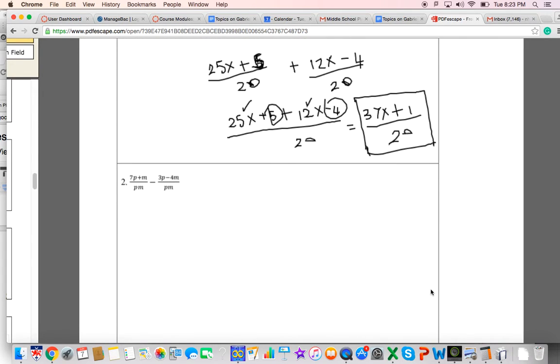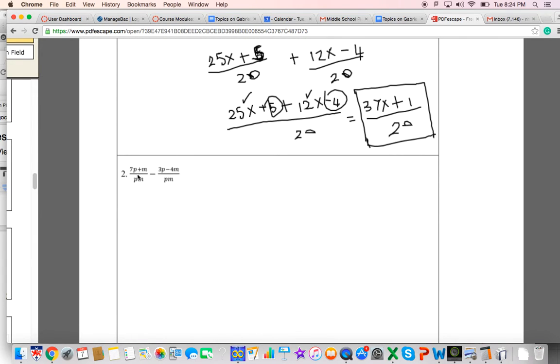All right. Now we actually already have a common denominator here, PM and PM, they're common. But I think the trick to this question was the fact that we are subtracting here. So let's go ahead and do it. So 7P plus M over PM minus 3P minus 4M, so I'm just rewriting because it is super duper small, over PM. And now we can put it all over the common denominator, which is PM.